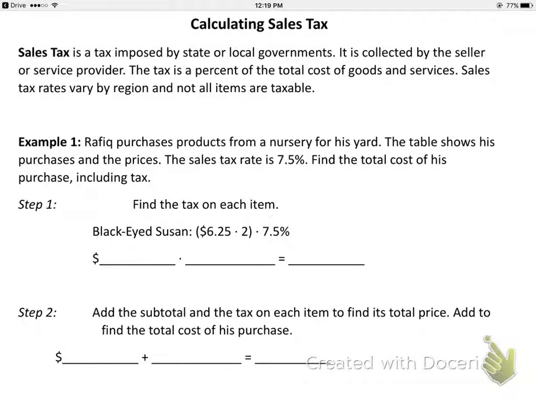Today we're going to talk about how to calculate sales tax. So sales tax is a percentage, right? In Texas we have an 8.25% sales tax. Sales tax is a tax imposed by state or local governments.